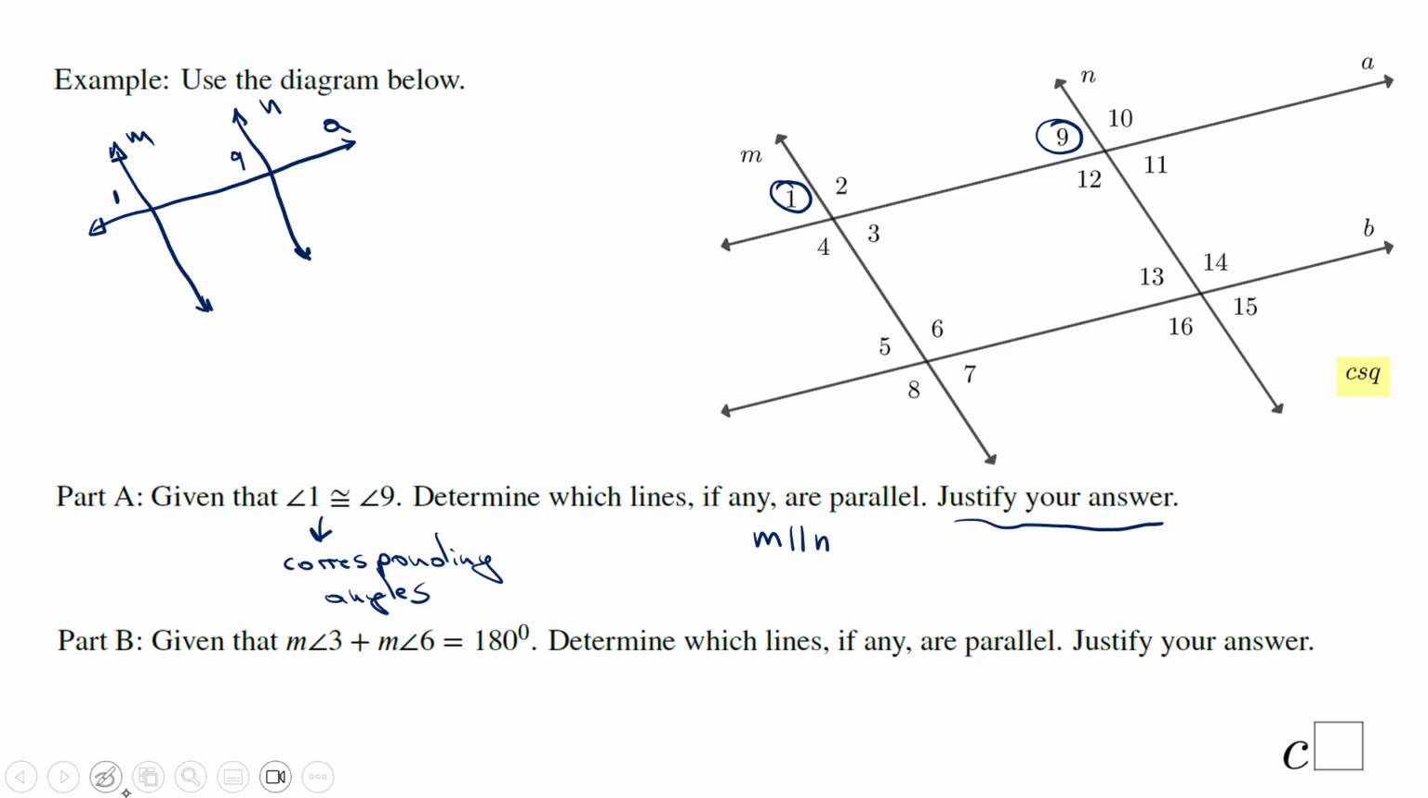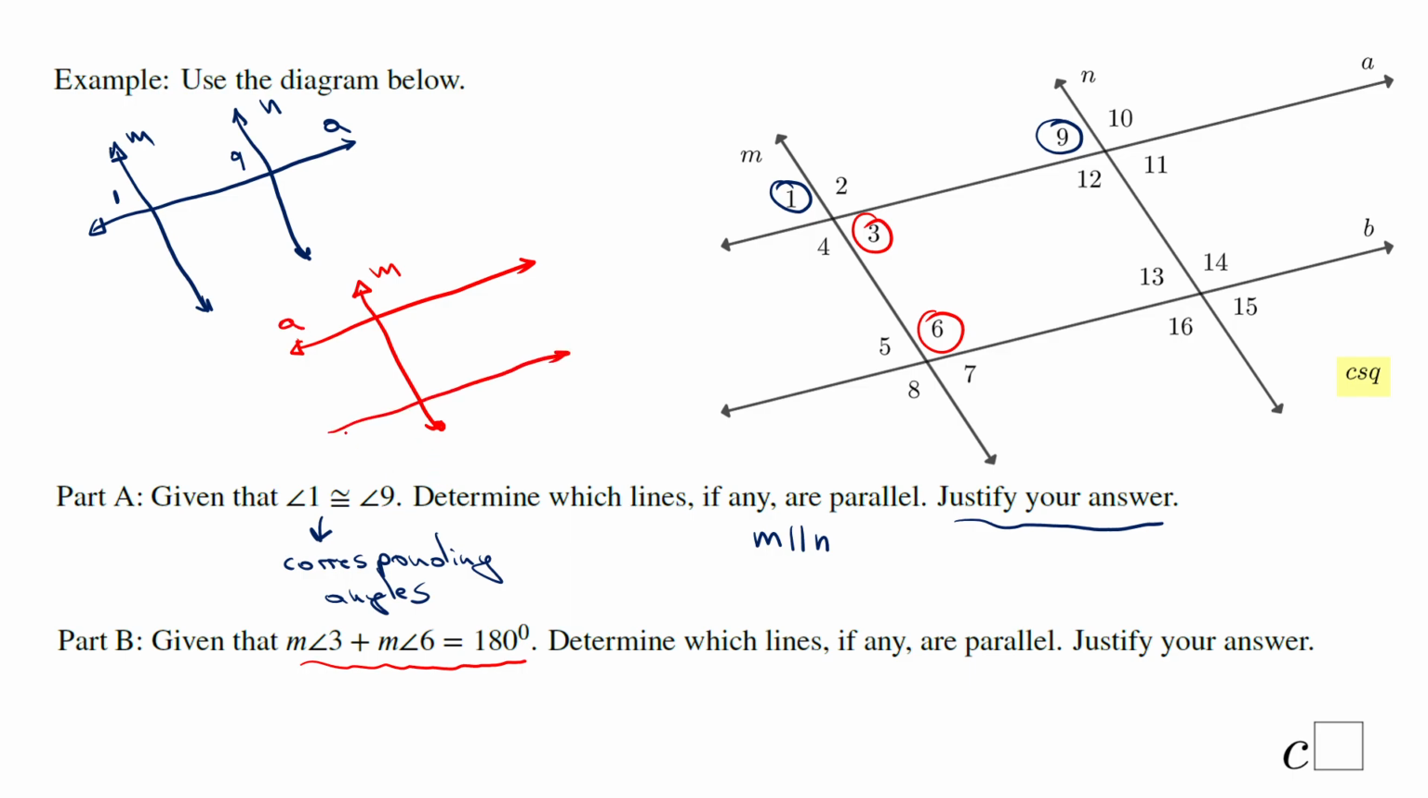Let's go to the second part, very similar. Now we have angle 3 and 6, and this statement says supplementary, right? Again, if needed, you can redraw the picture. I'm going to eliminate line N in this second picture because I don't need it. So this is the line M, and if you notice, line M is the transversal now. I'm going to need line A and line B, and these are angle 3 and 6.